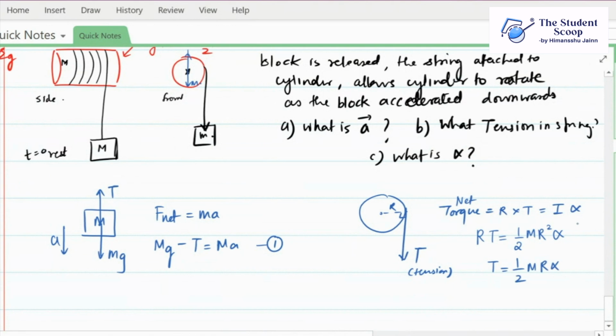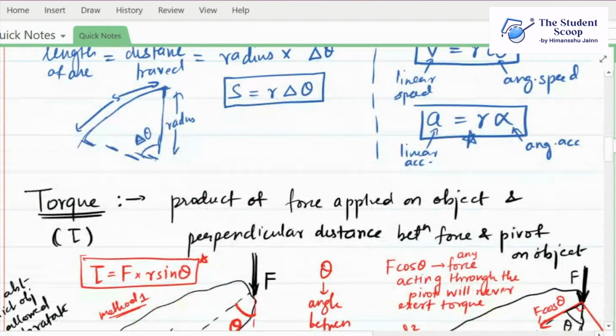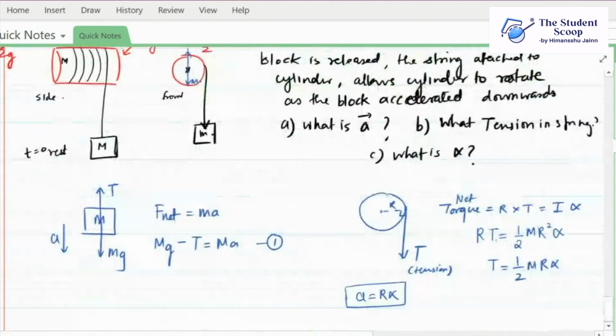Now, this won't be enough. See this. Earlier we thought that linear acceleration is r times alpha. If we look at the beginning of this chapter, I will just remind you this. The linear acceleration is r times alpha, correct? So that is something we can use here to relate. So this T is actually half capital M A.